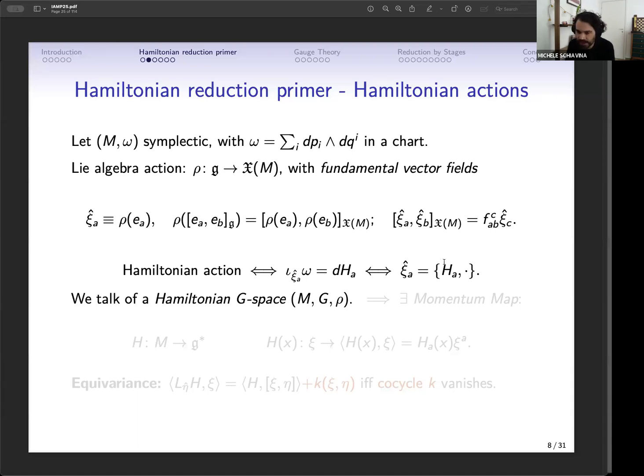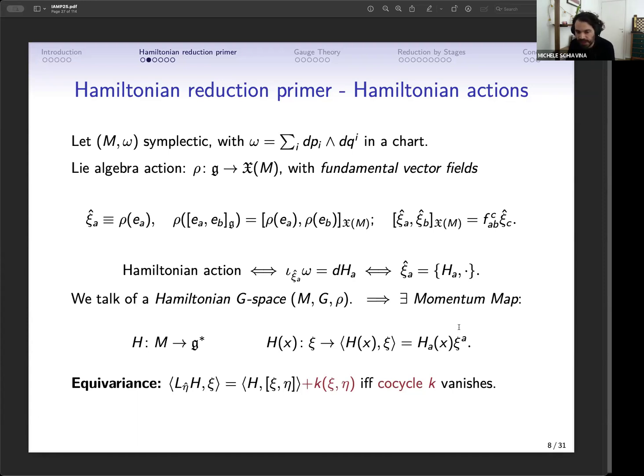And an equivalent way of saying this, which is what we're going to use later on, is that there exists a momentum map, which is essentially a collective function for all of these functions H_A, which I think of as a function from M to the dual of the Lie algebra that takes an element in the Lie algebra and gives me this combination of H_A at the point x paired with psi^A.